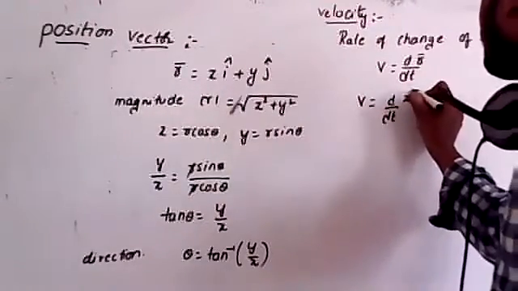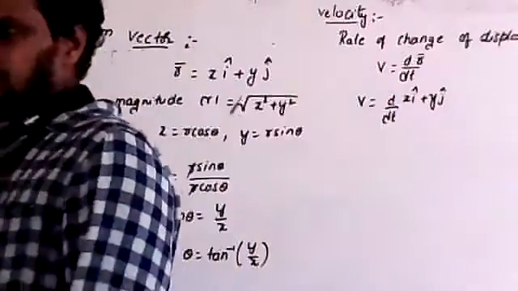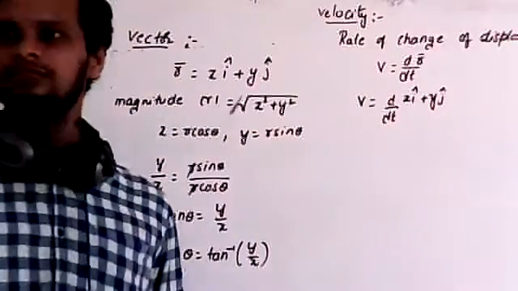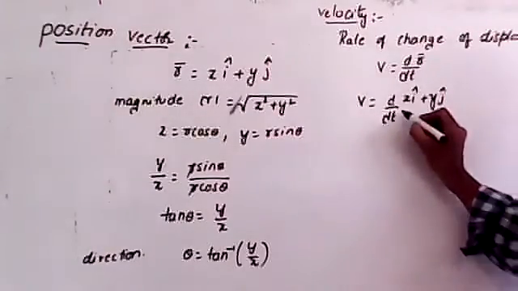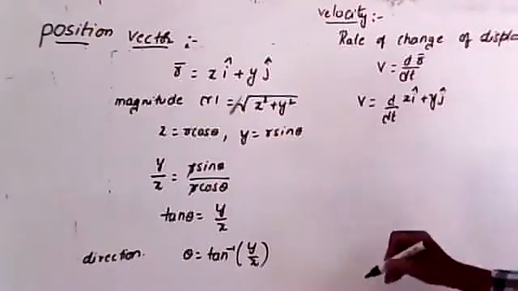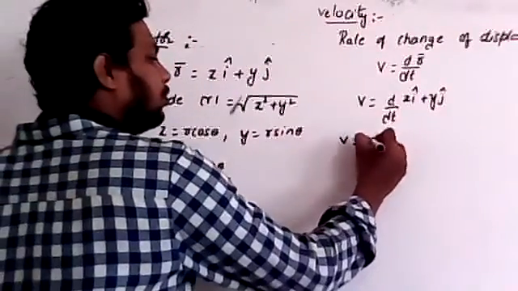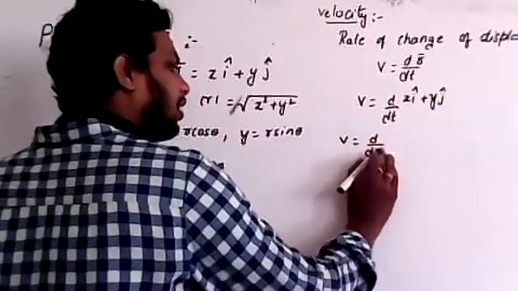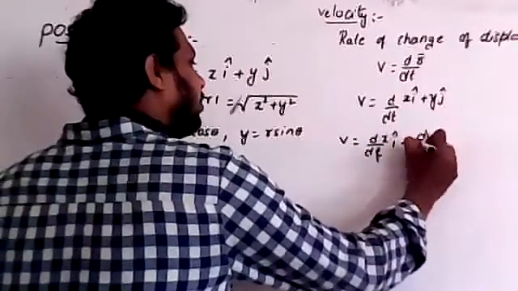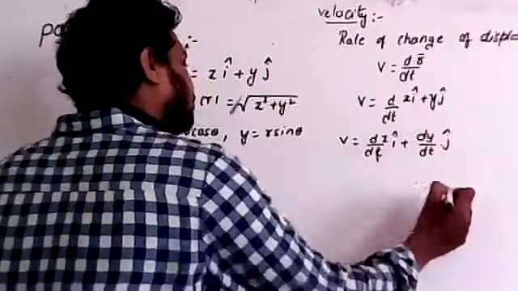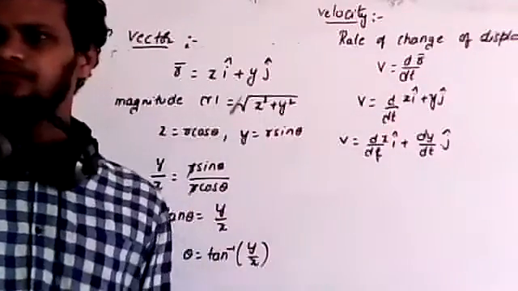The r bar value is x i cap plus y j cap. Now, differentiate this one. If you differentiate this, what you will get is v is equal to dx by dt of i cap plus dy by dt of j cap. Did you understand this step or not?